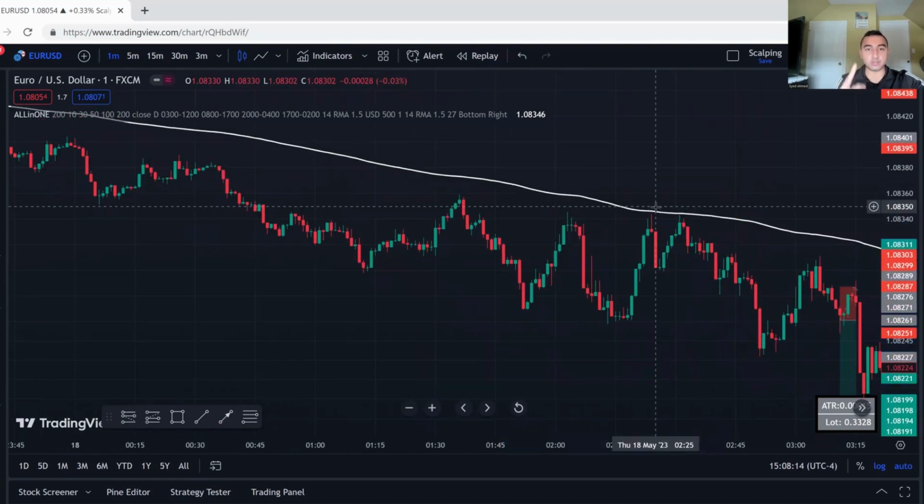Now, that is the first use. And again, I said it was multi-use. There's multiple functionalities behind it, which is why I absolutely love this exponential moving average. Now, this indicator is amazing because it can also be used as a dynamic level of support and resistance. What are support and resistance?